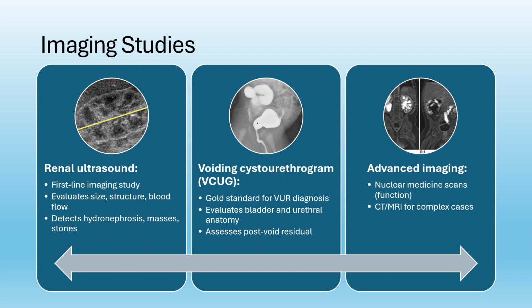CT and MRI reserve their roles for complex cases, where ultrasound cannot provide adequate detail, such as evaluating tumor extent or complex anatomical variants. We use these modalities judiciously, balancing their superior anatomical detail against radiation exposure or the need for sedation. Each imaging choice reflects our understanding of what specific question needs answering for that individual patient.